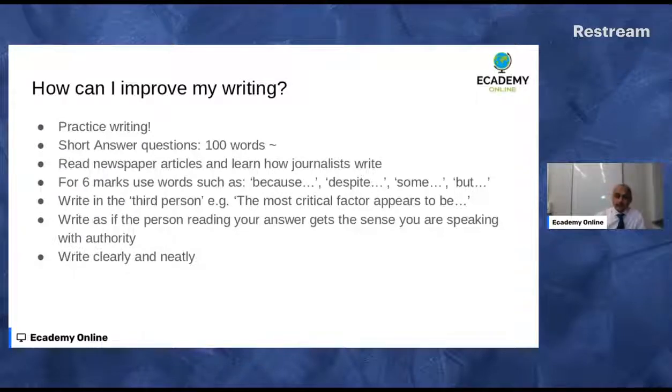Write in the third person. Try to make sure that you are talking about the most critical factor. Write as if the person reading your answer gets a sense of who you are and you're writing with authority, and make sure that you write clearly and neatly.